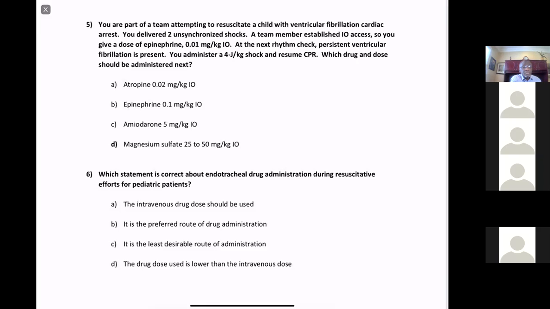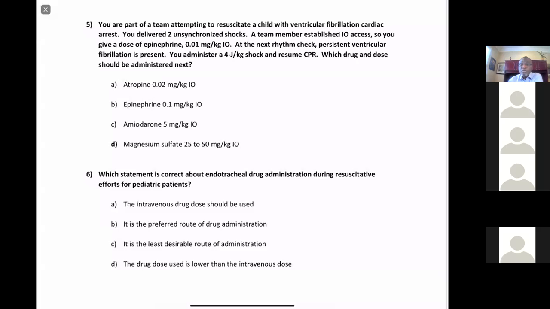Question number 6. Which statement is correct about endotracheal drug administration during resuscitative efforts for pediatrics?